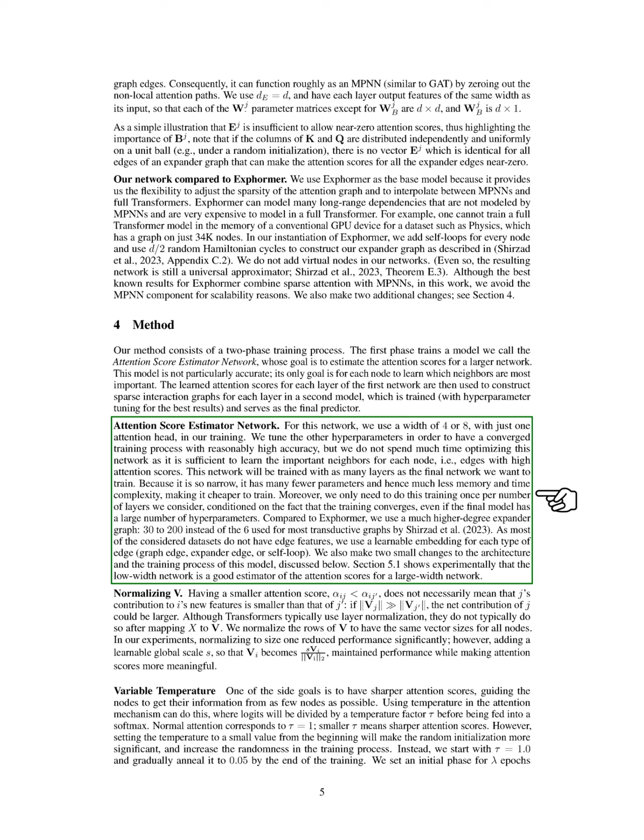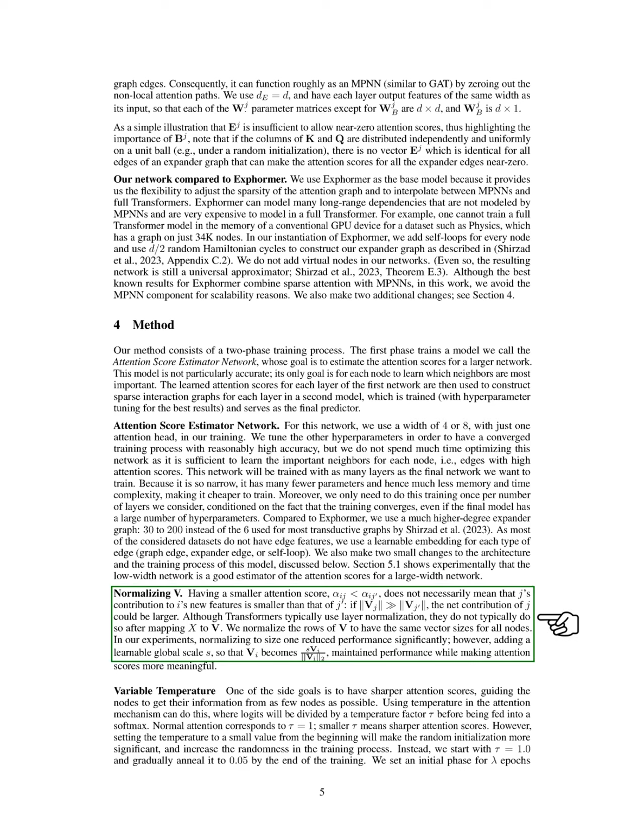Since most datasets we examine lack edge features, we implement a learnable embedding for each edge type, including graph edges, expander edges, and self-loops. We also introduce 2 minor modifications to the architecture and training process of this model, which we discuss later. Our experiments show that the low-width network effectively estimates the attention scores for a larger width network.